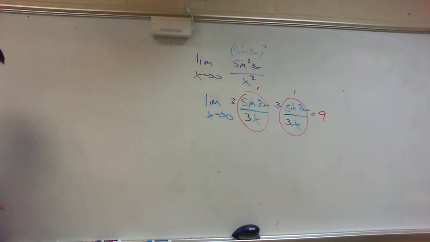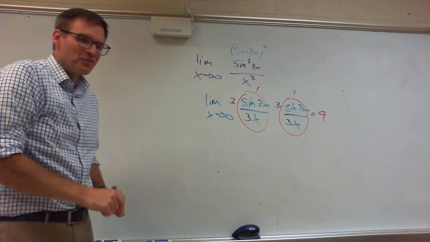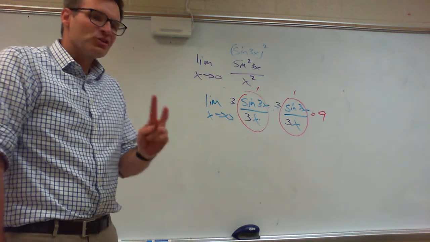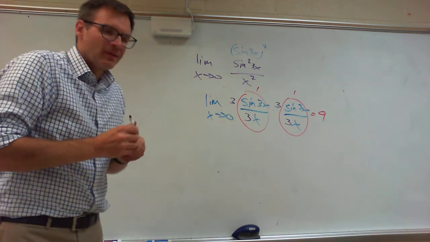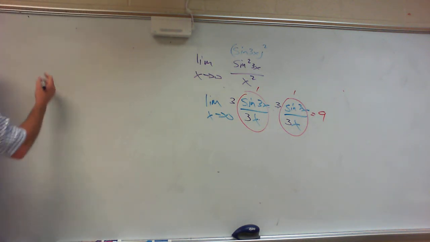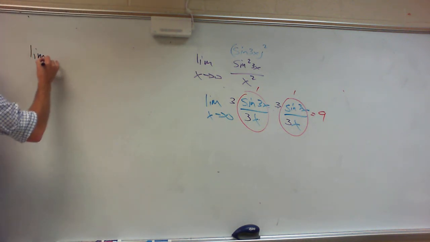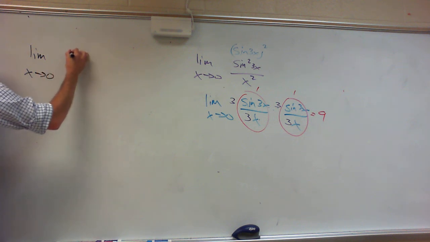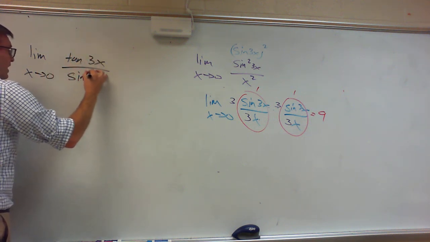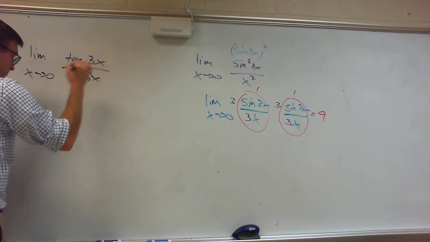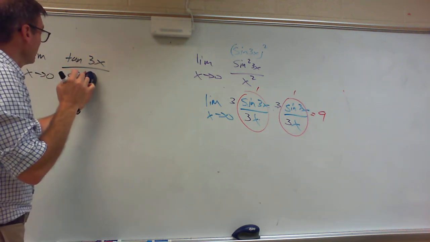So since I only have a 45-minute class period instead of a 55-minute class period, instead of getting 2 examples, you're going to get 1 example with 2 ideas. And here's that example. I want the limit as x goes to 0 of tangent of 3x over sine of 5x. That's a little more legible.